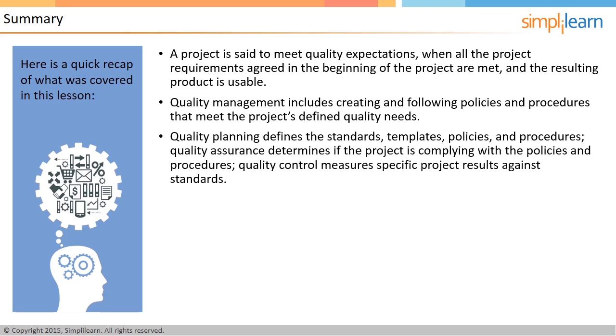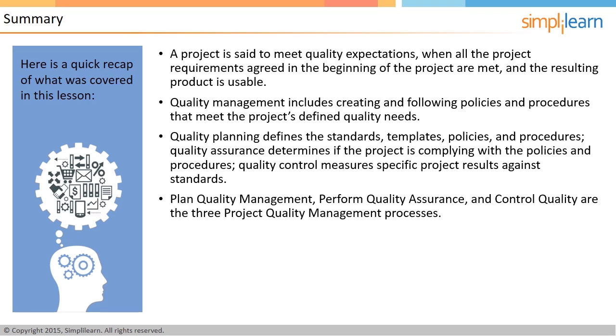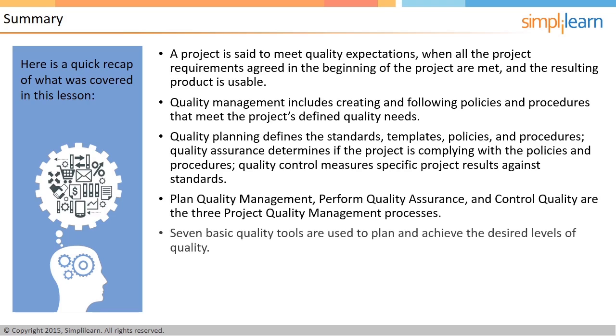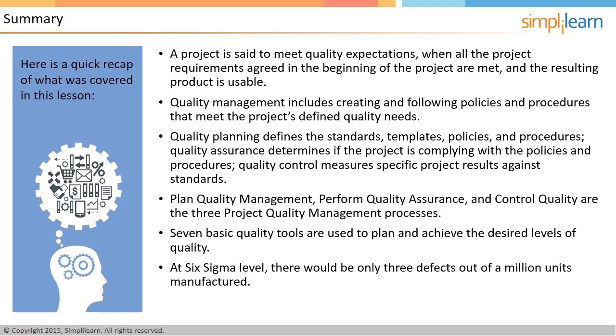Quality planning defines the standards, templates, policies, and procedures. Quality assurance determines if the project is complying with the policies and procedures. Quality control measures specific project results against standards. Plan quality management, perform quality assurance, and control quality are the 3 project quality management processes. 7 basic quality tools are used to plan and achieve the desired levels of quality. At 6 sigma level, there would be only 3 defects out of 1,000,000 units manufactured.